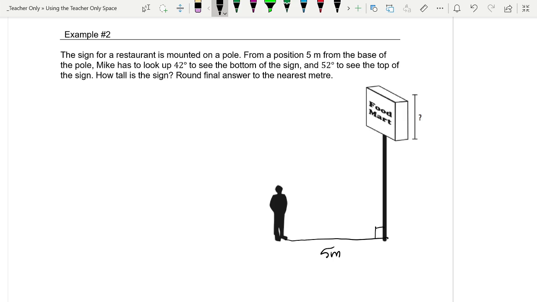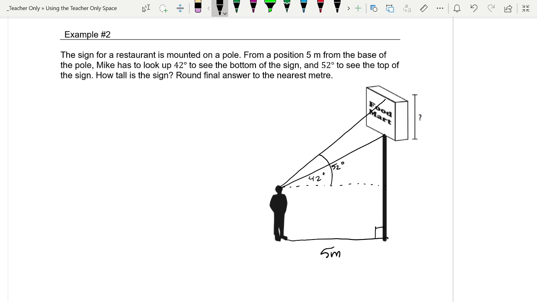Now, what do we mean by look up? We mean look up from some imaginary horizontal horizon line. So he has to look 42 to see the bottom of the sign. So from here to here is a 42 degree angle. Then he has to look up 52 to see the top of the sign. I don't like that line, it looks curvy. To see the top of the sign, he has to look up at a 52 degree angle. So how tall is the sign?